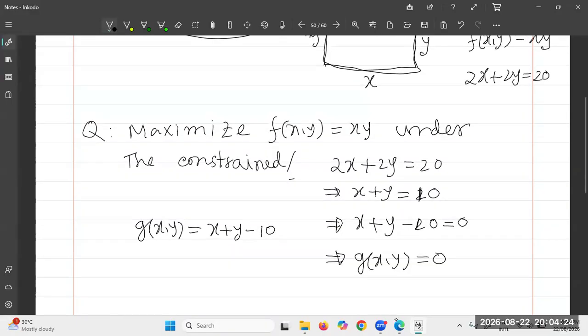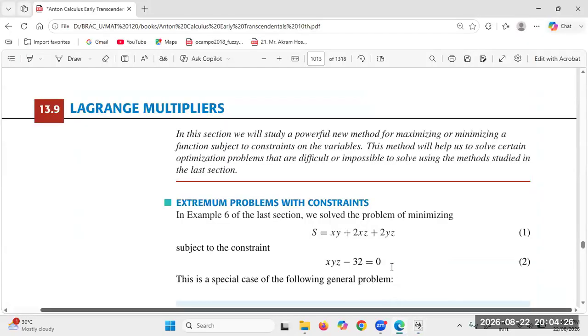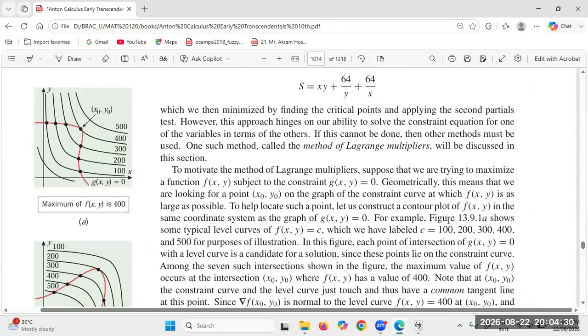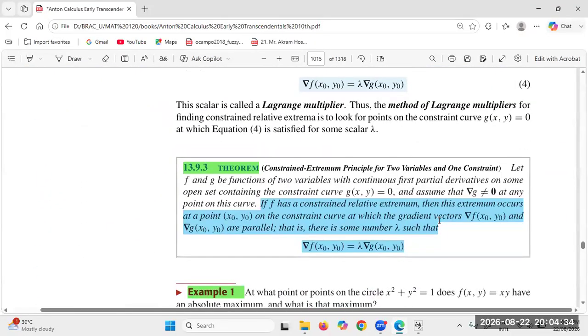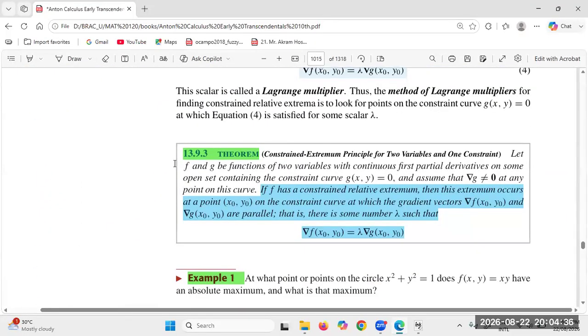So what is the Lagrange multiplier now? So the Lagrange multiplier is, this is theorem number 13.9.3. So I think this is visible, right? Section number 13.9.3, constrained extremum principle for two variables and one constraint.